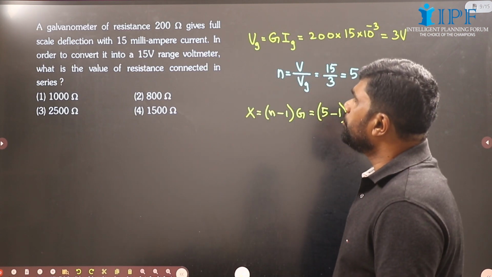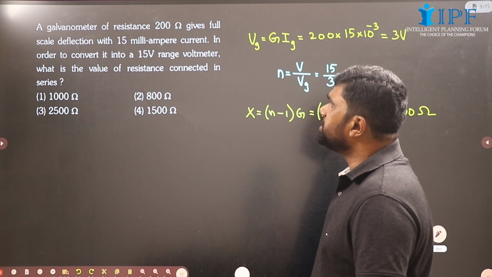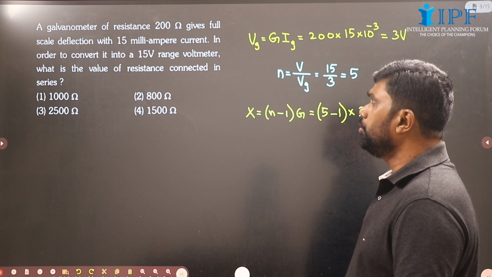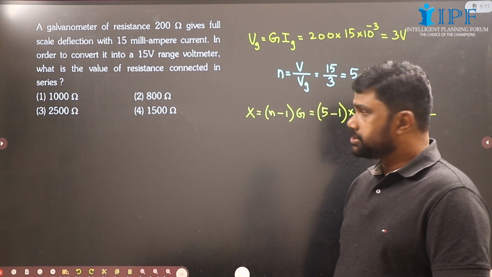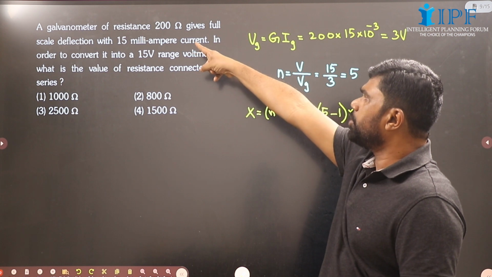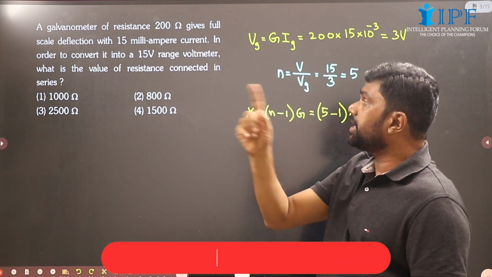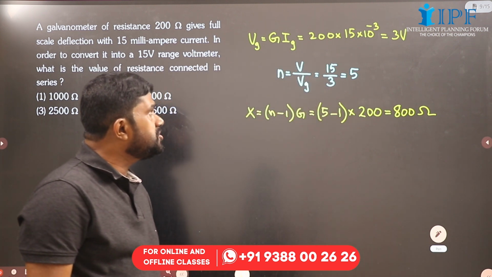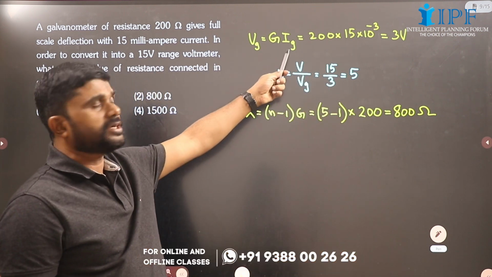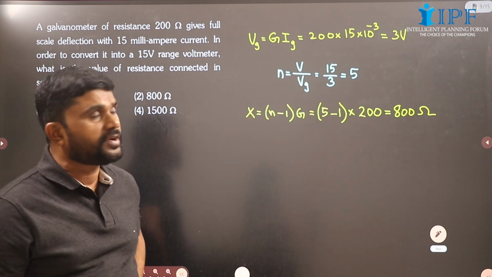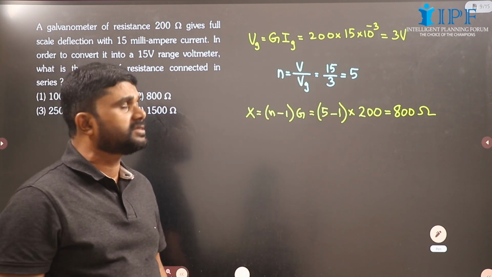A galvanometer of resistance 200 ohm gives full scale deflection with 15 milliampere current. In order to convert it into a 15 volt range voltmeter. See, galvanometer resistance is 200 ohm and full scale deflection current is 15 milliampere. So the full scale deflection voltage Vg, that is capital G into Ig, that is 200 into 15 milliampere, means 15 into 10 raised to minus 3, that we will get 3 volt.